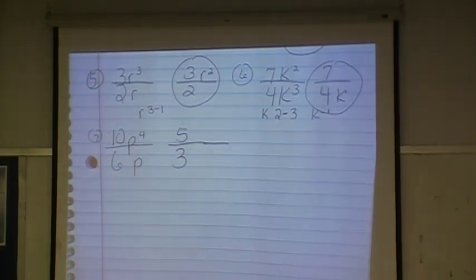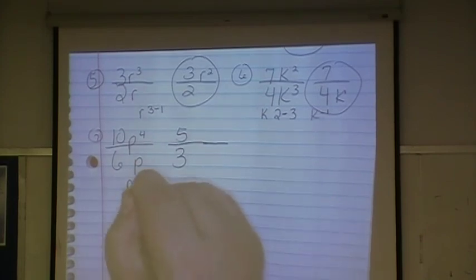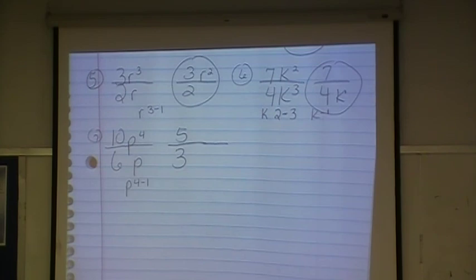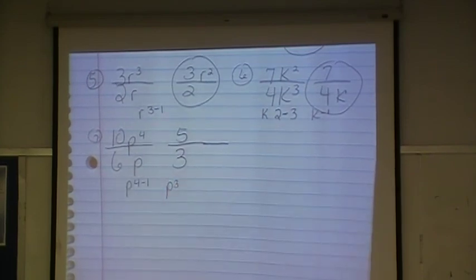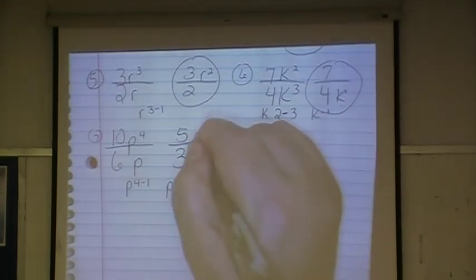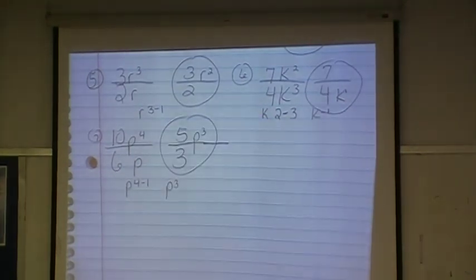Now what do I do? Let's subtract the p's, 4 and 1. 4 minus 1 gives me what? 3. P to the third. Where does it get to go? On top. Excellent. And that's your answer.